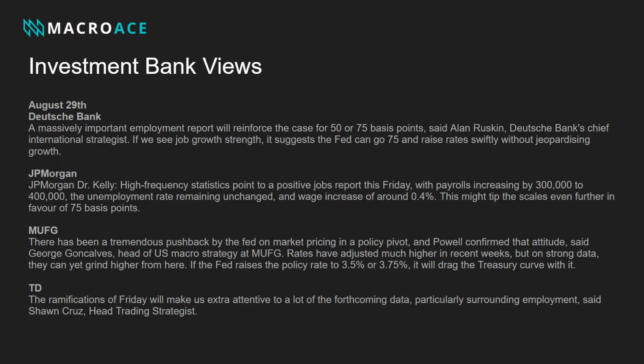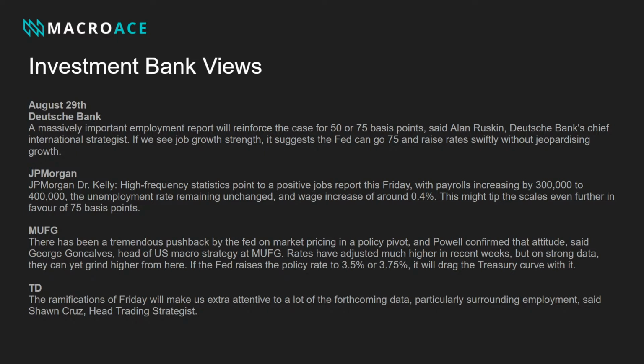JP Morgan says that for Friday's data, they see it increasing by 300,000 to 400,000, the unemployment rate remaining unchanged, and a wage increase of around 4%. That's for the month-to-month data, by the way, which could tip the scale even further in favor of a 75 basis point hike.